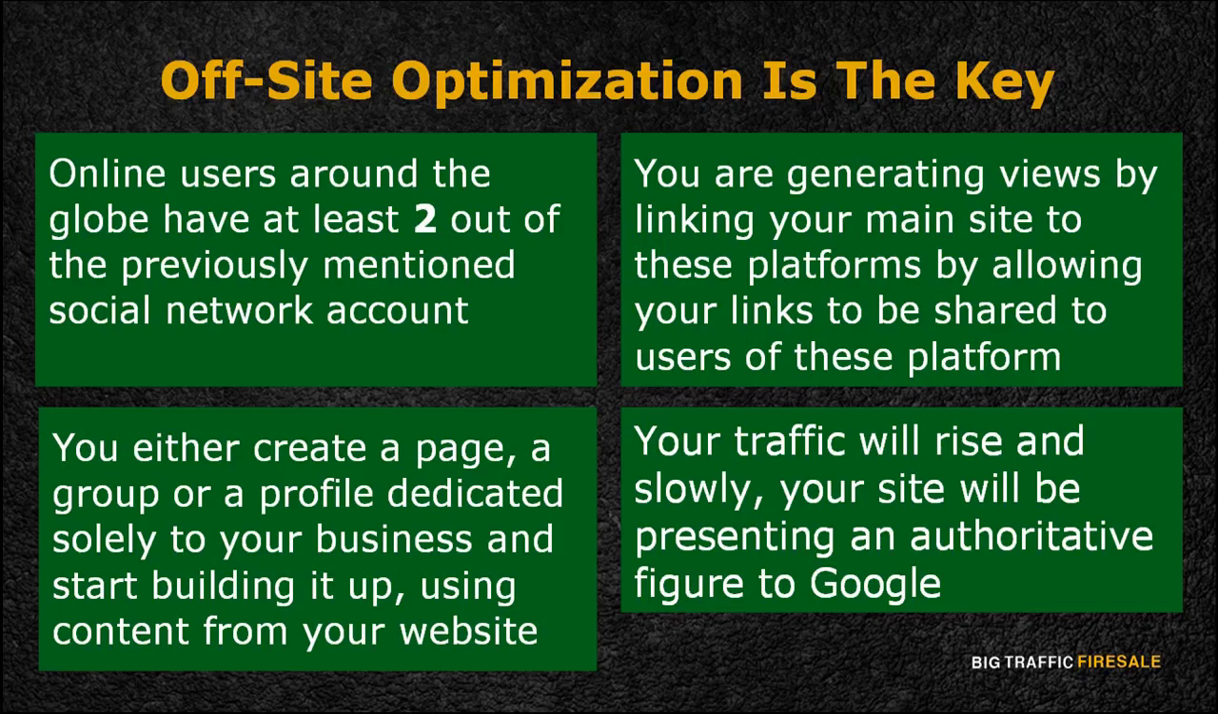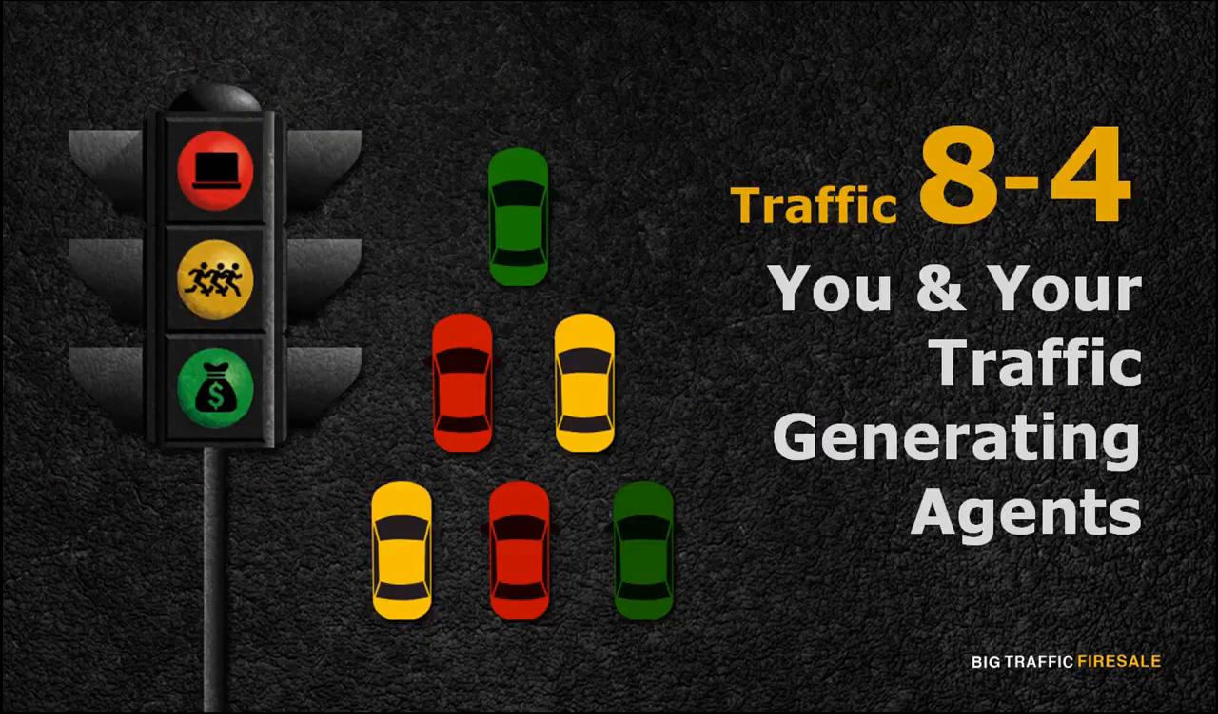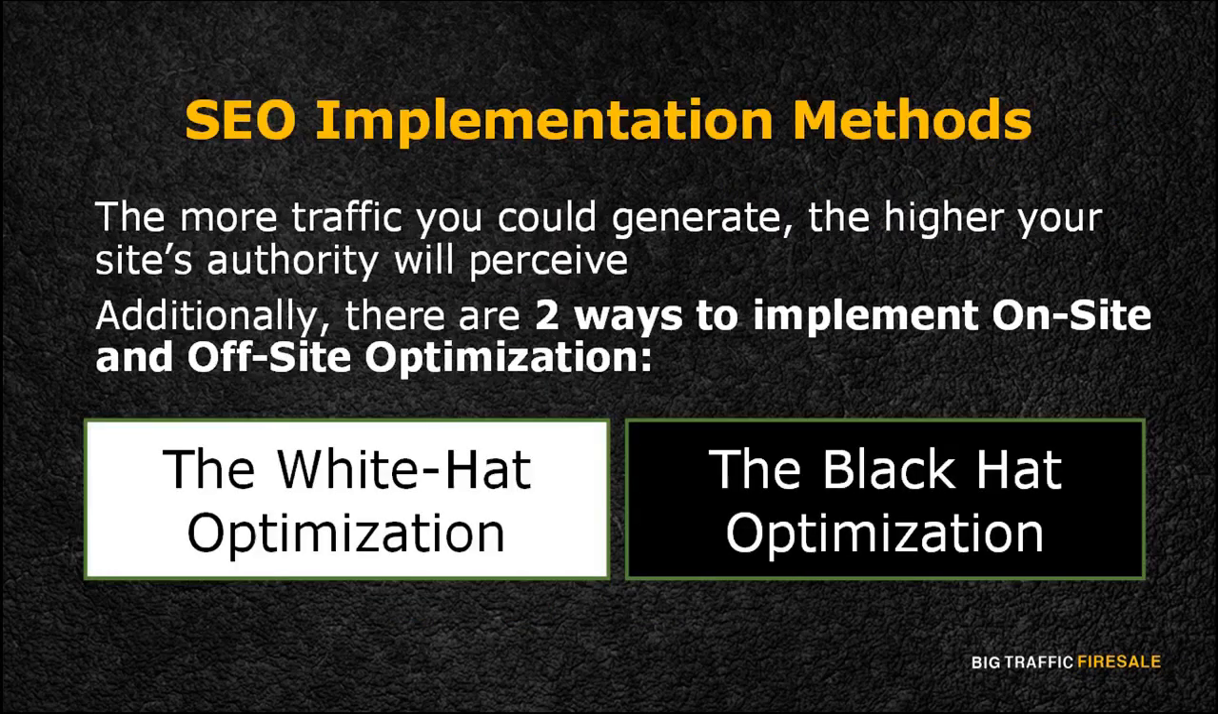This way, you're generating views by linking your main site to these platforms. Doing so allows your links to be shared to users of these platforms. Your traffic will rise, and slowly your site will be presenting an authoritative figure to Google. What's next between you and SEO as your traffic-generating agent? As you can see, the agents are there to assist you in achieving the traffic you want to your site. The more traffic you generate, the higher your site's authority is perceived.